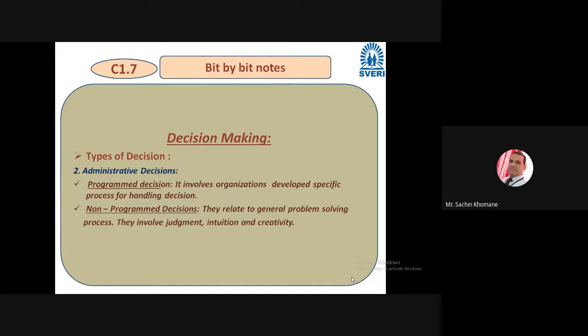Then non-programmed decision. From the name itself it indicates there is no strict program or strict schedule. It relates to the general problem solving process. Suppose a machine is making noise, right? Your operator will make a judgment, or he will use his creativity or intuition.